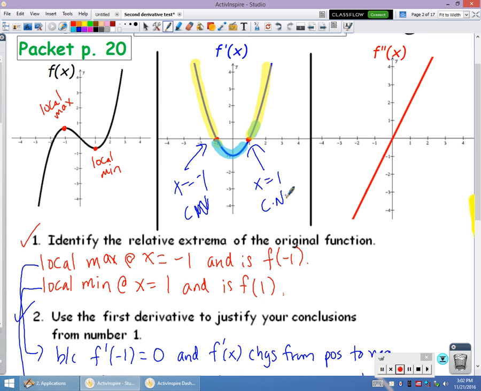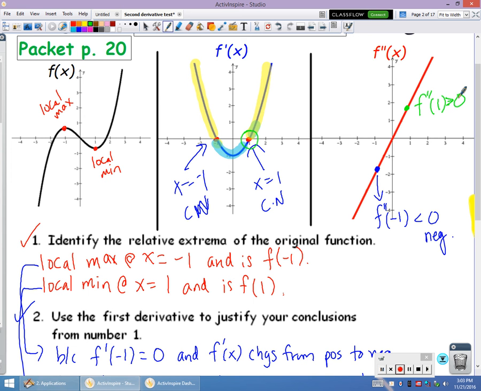So let's go over to the second derivative graph. At x equal to -1, notice that the second derivative at -1 is less than 0, or the second derivative is negative. Similarly, if you take a look at the other critical number at x equal to +1, you'll notice that the second derivative at that critical number is greater than 0.